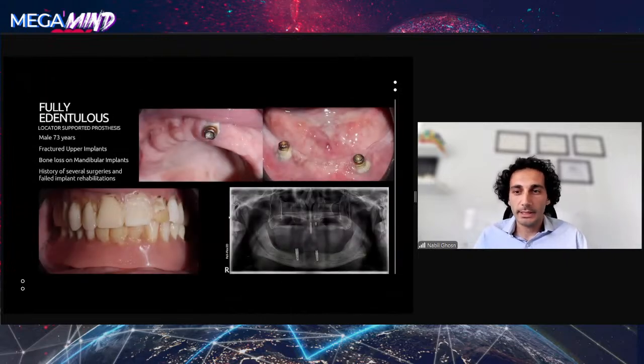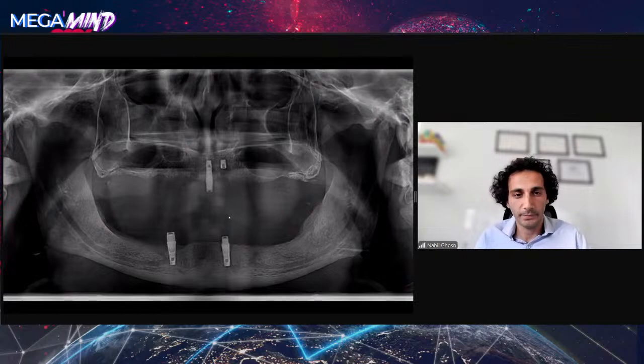We have here a case of a fully edentulous patient with dentures supported by locators. The patient is a 73-year-old male with no major health issues. He has 2 fractured upper implants and suffers from periodontal tissue loss around the lower implants. The patient stated that he already underwent several implant surgery and had many previous implant failures.